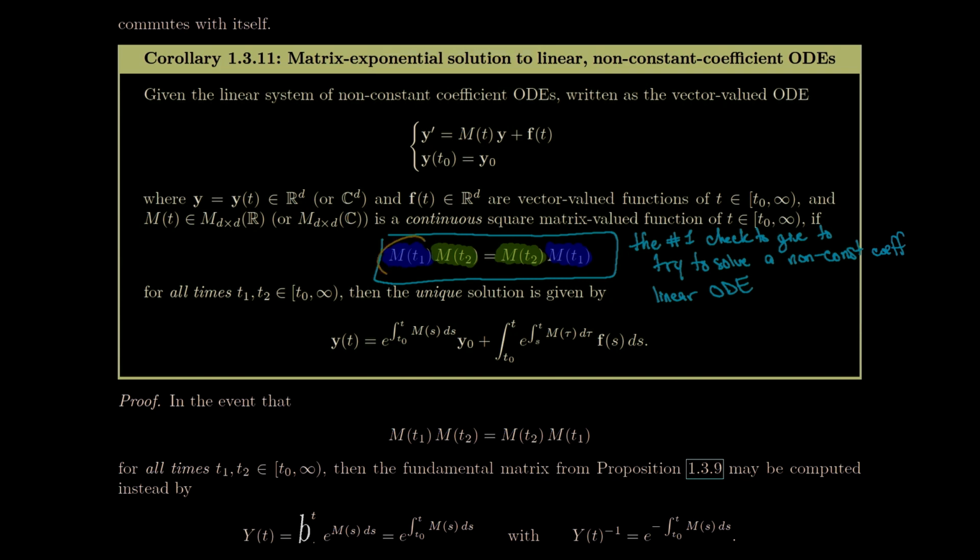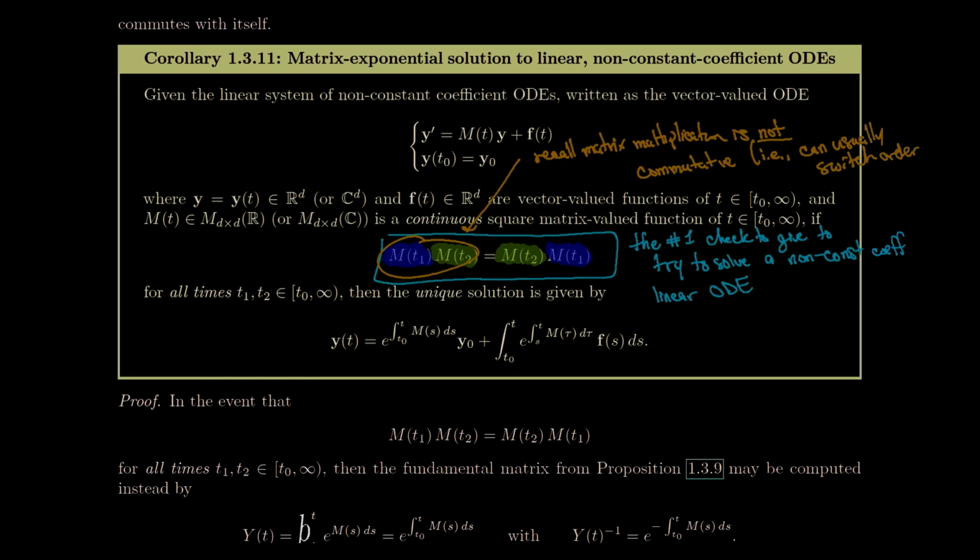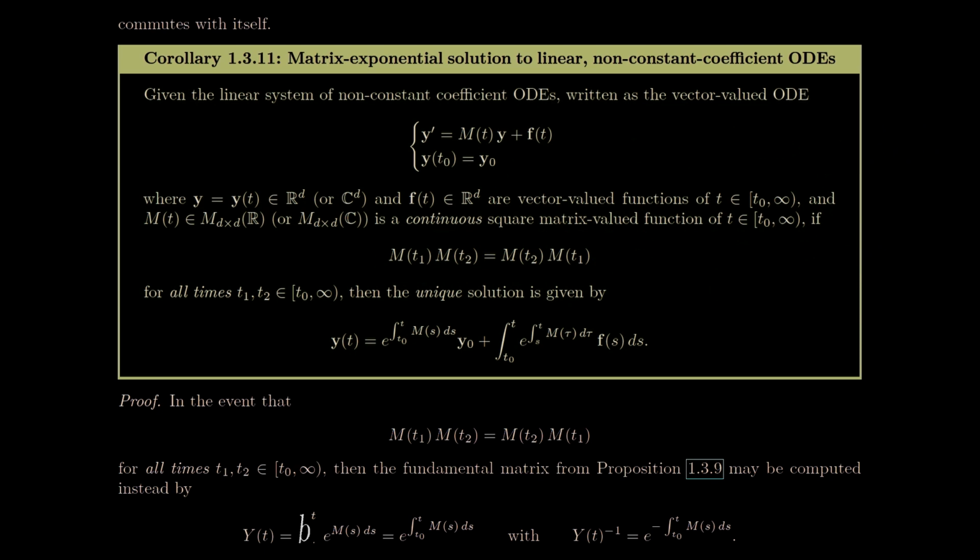To make this make any sense, you should recall that matrix multiplication is not commutative, i.e. you can't usually switch orders. And it's this fact that you can't usually switch the order of a matrix multiplication that makes this a very restrictive property. The equal sign is saying we can switch the order, and the fact that we can switch the order here is a very restrictive property. So just keep this in mind.